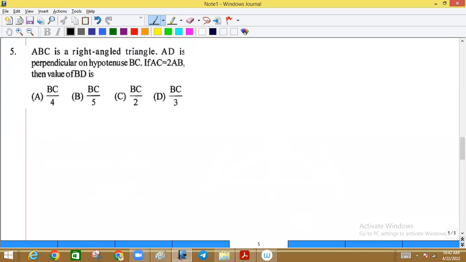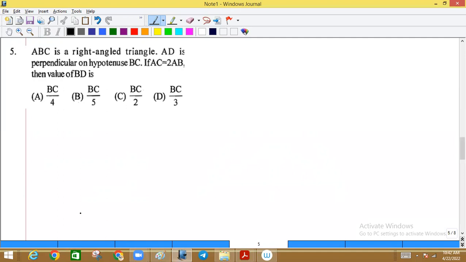Triangle ABC is a right angle triangle. AD is perpendicular on hypotenuse BC. The moment a perpendicular is drawn on the hypotenuse, you can remember h equals root of xy, h equals ab by c, x is to y equals a square is to b square. These are the formulas I said. These three are very, very important. Forget about the other two, but these three are important. What are they? h equals ab by c, h square equals xy. Then the third one is x is to y equals a square is to b square.